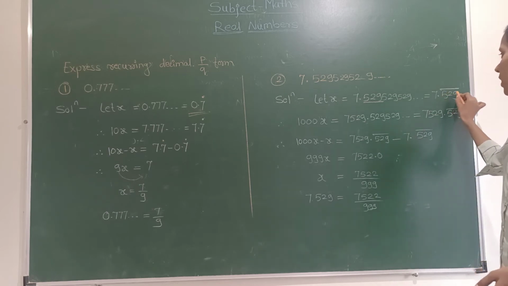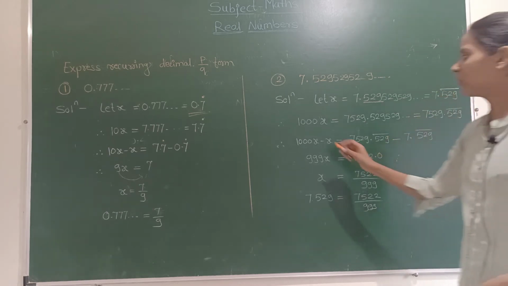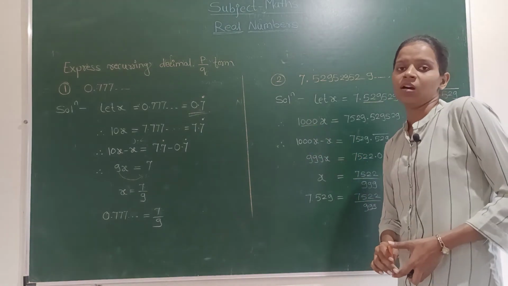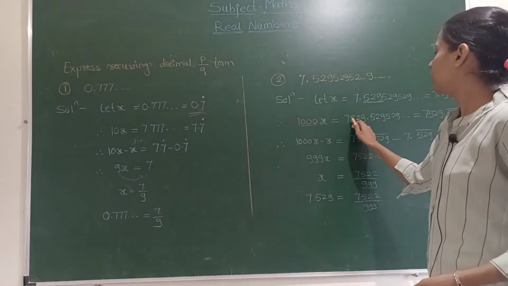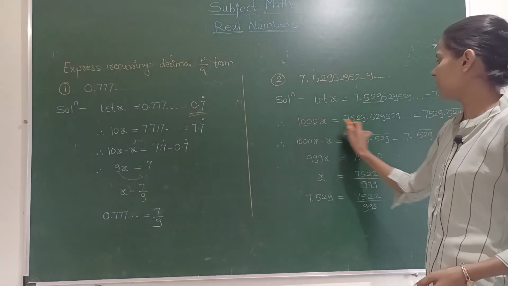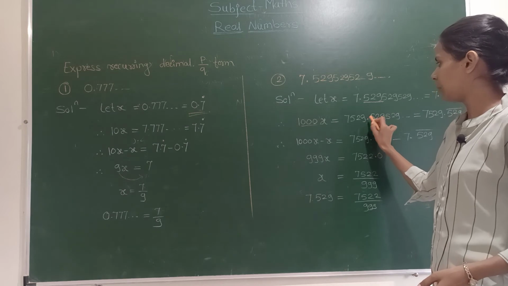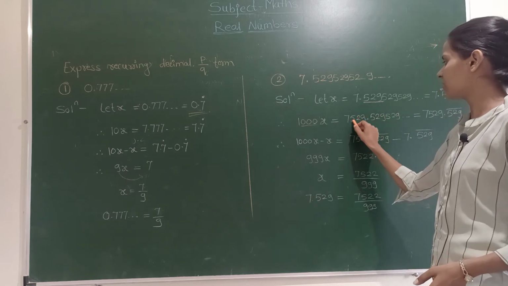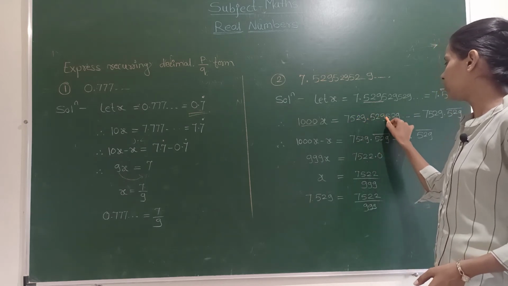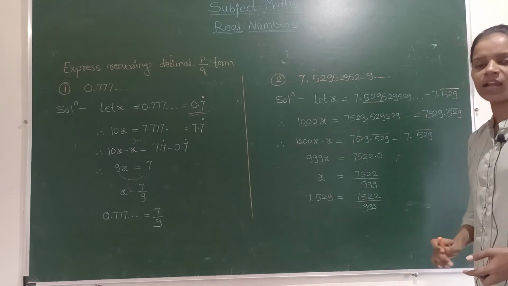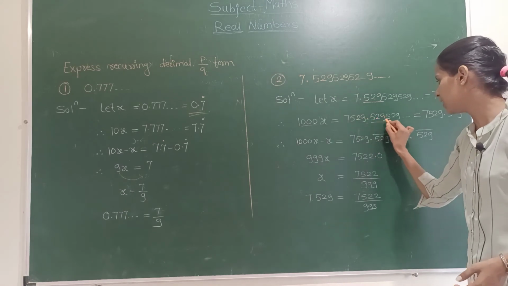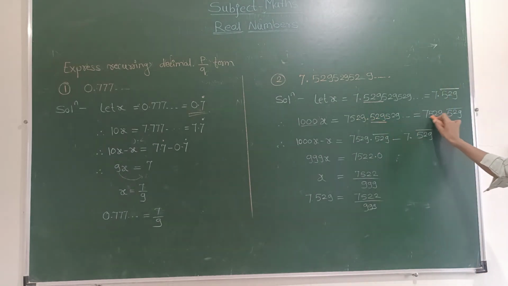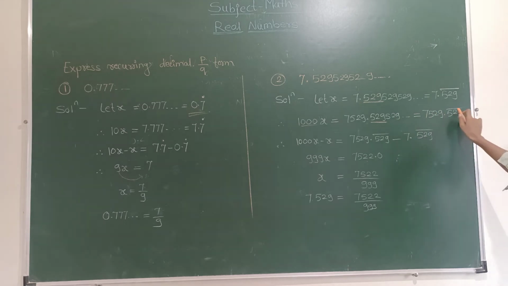Three numbers are repeating, therefore we will take 1000. 1000x is equal to, what will we write? Four numbers are before the repeat, so the point will be shifted after 4 numbers: 7529.529, 529, 529 and so on. We can write it as 7529 and the repeating term 529 with the line on the head of that term.